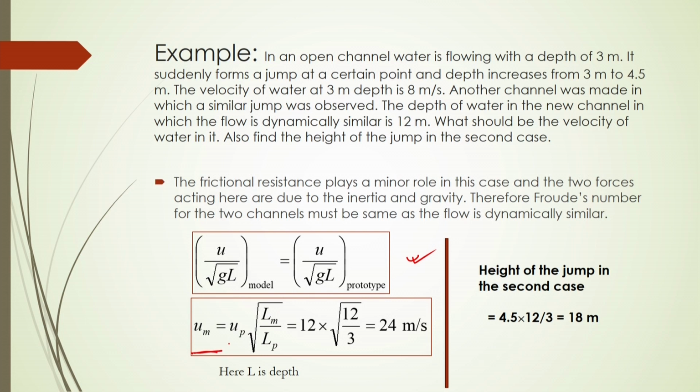So, you can say that u m should be equal to u p into root over L m by L p, and after substitution of the values we get 24 meter per second, that is the model velocity. Based on this you can calculate the height of the jump in the second case: 4.5 into 12 by 3, so it is coming as 18 meter.